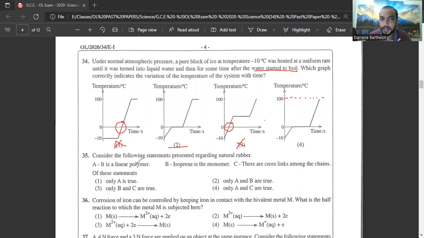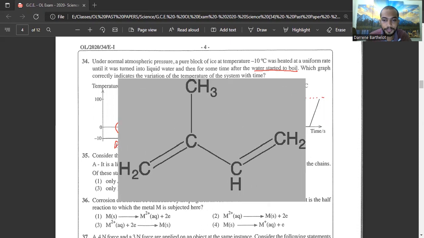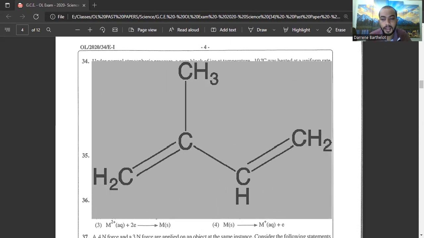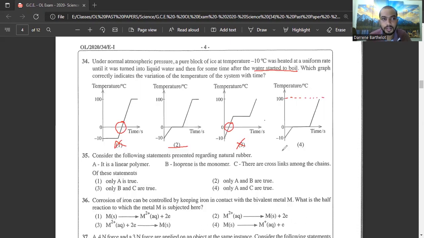A: It's a linear polymer. That's correct. B: Isoprene is a monomer. That's also correct. So you can see this isoprene molecule here. Statement C: there are crosslinks among chains. That's wrong. Why? This is a linear polymer, right? But if you heat rubber with sulfur, we call that vulcanized rubber. In vulcanized rubber, there will be crosslinks made by sulfur.